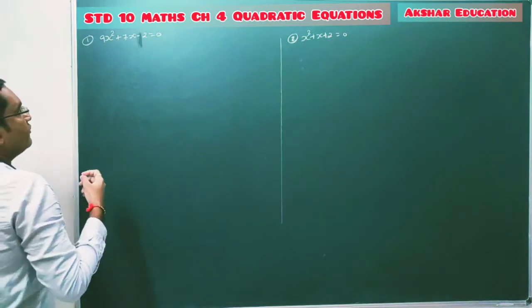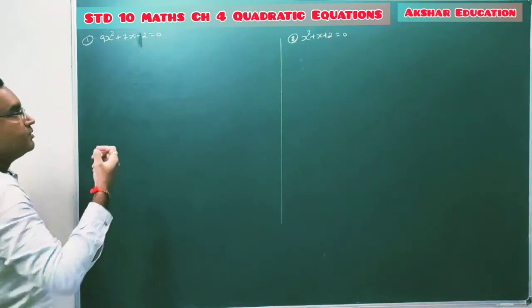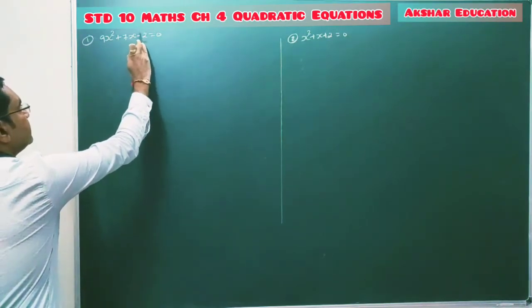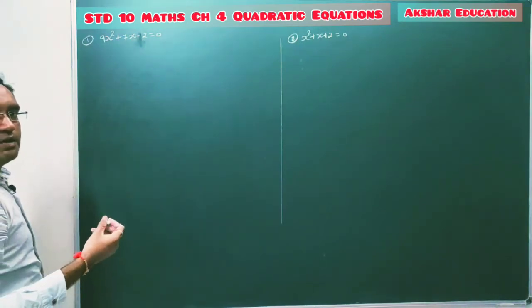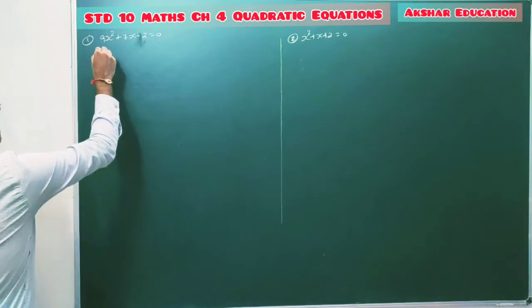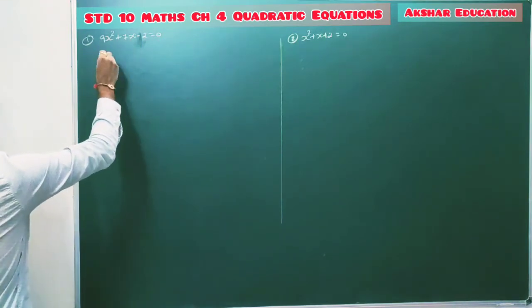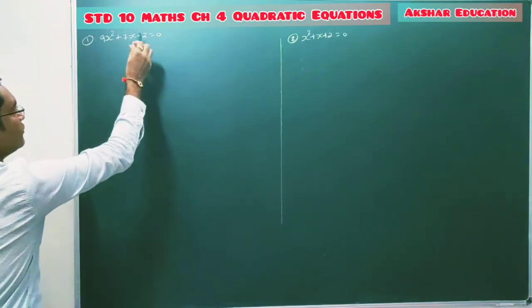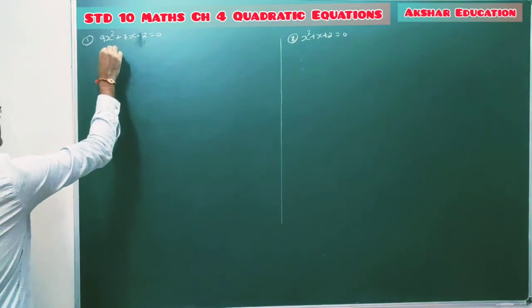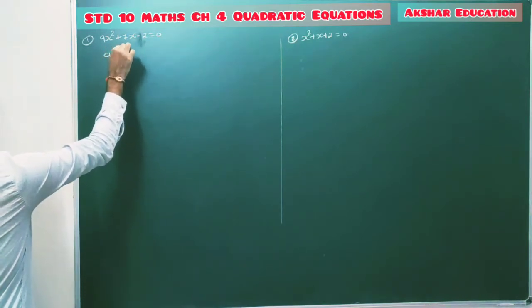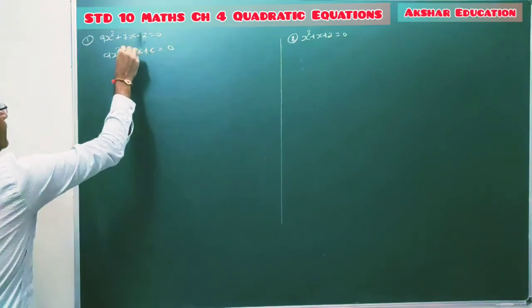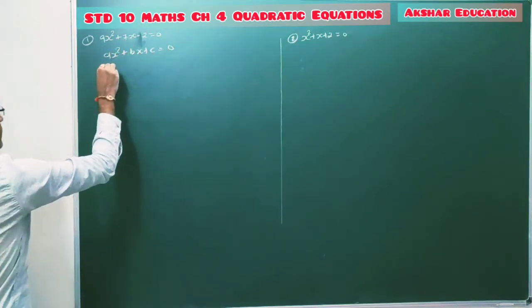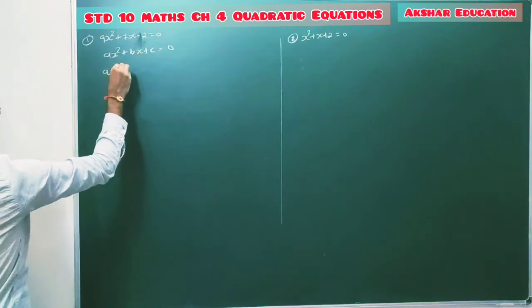What is the condition to check whether the given equation has real roots or not? For that you have to find the discriminant of the given quadratic equation. So now the given quadratic equation is 9x square plus 7x minus 2 equal to 0. Compare this given quadratic equation with the standard form ax square plus bx plus c equal to 0. Comparing this equation with the standard form, we get the value of a. a is 9.